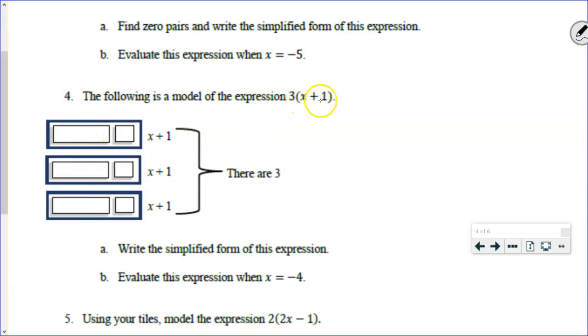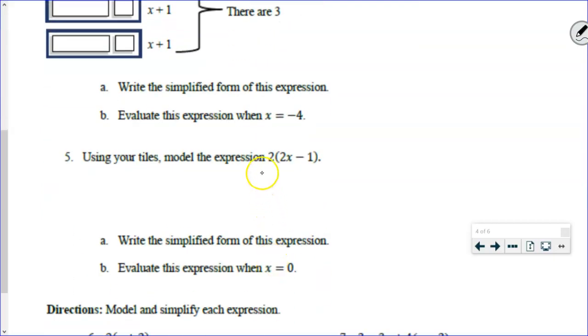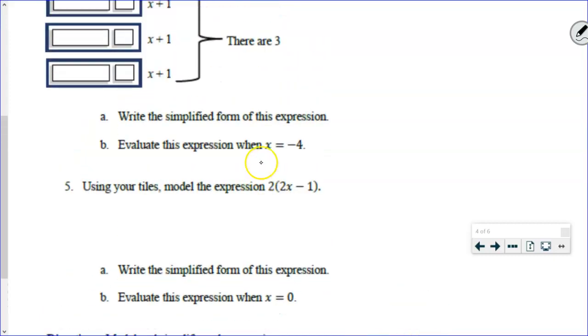You can even move on to the next one because we also have this practice with distribution. 3 groups of x plus 1. You can see how it's modeled. Write the simplified form of this expression and evaluate when x equals negative 4. You can even move on to number 5, where now, instead of having an example, you are drawing the model out yourself. So, through 5, you guys can complete those with your groups. This should take you roughly, if you're on task the entire time, 2.5 minutes. But I want you to get through problem 5.